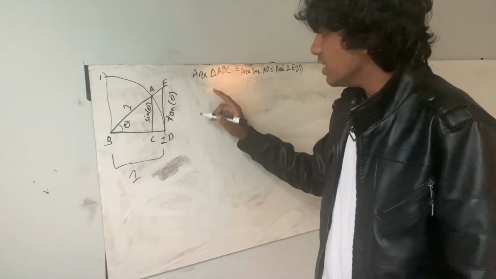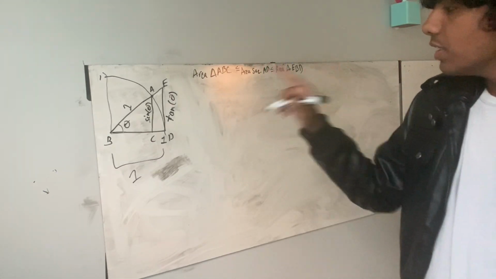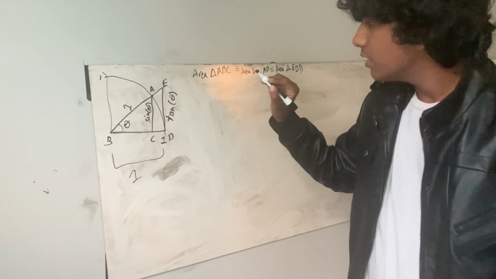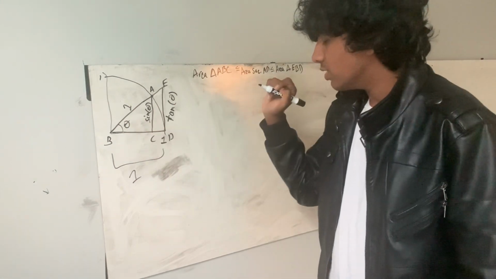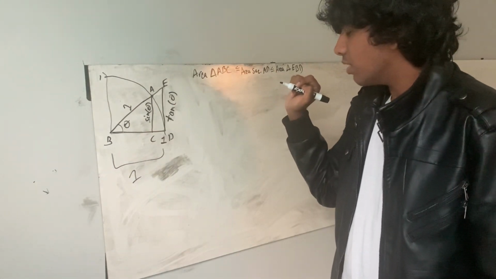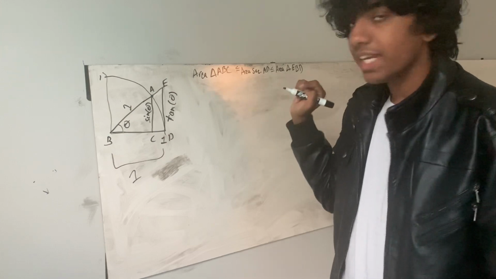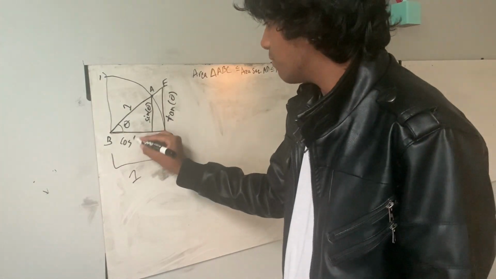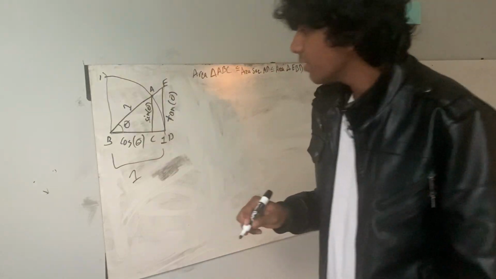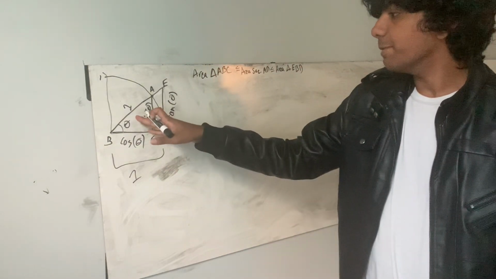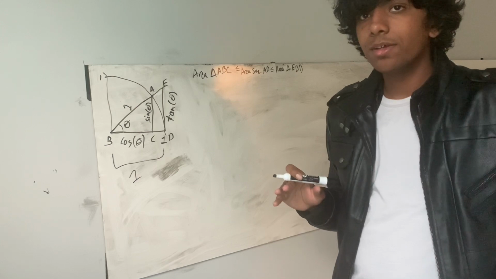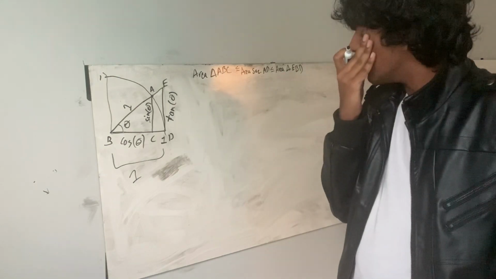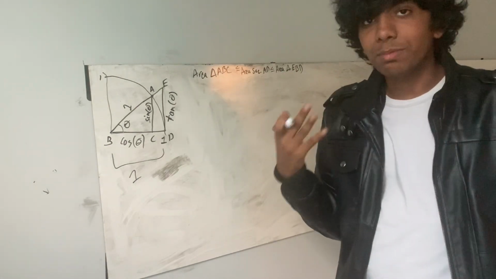Area of ABC is this side times the base, which is just cosine theta. I should probably write that down. Completely forgot about that one, I'm so sorry. Cosine theta, because this is going to be the radius times the adjacent side, right? Which is sine theta, cosine theta. See what I'm talking about?